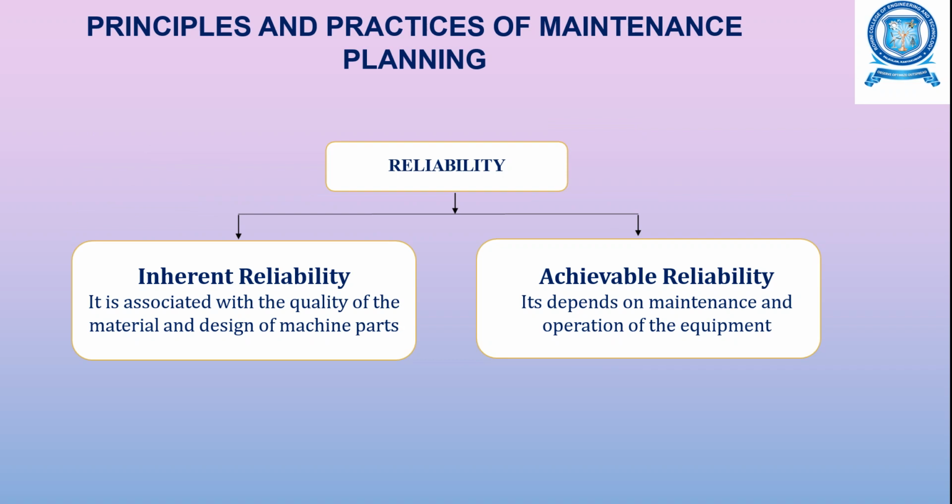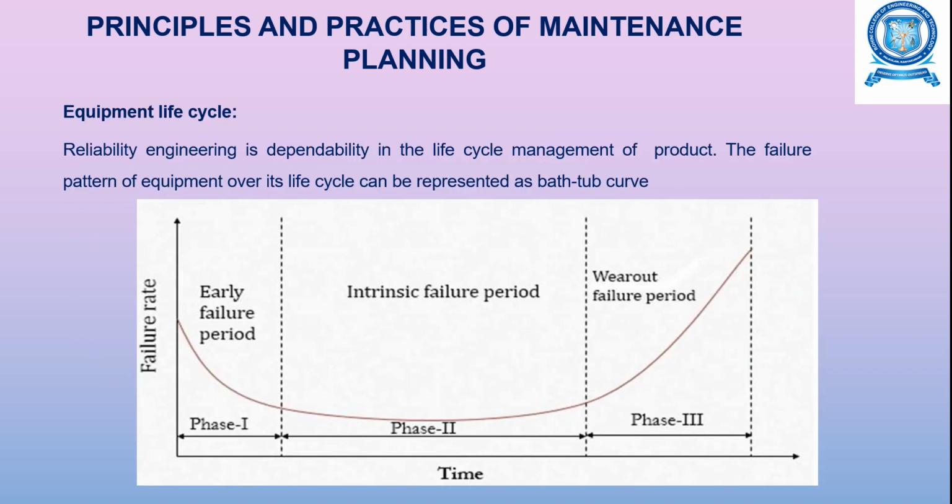And achievable reliability fully depends on the maintenance and the operation of this equipment. So, equipment life cycle. Reliability engineering is dependability in the life cycle management of a product.